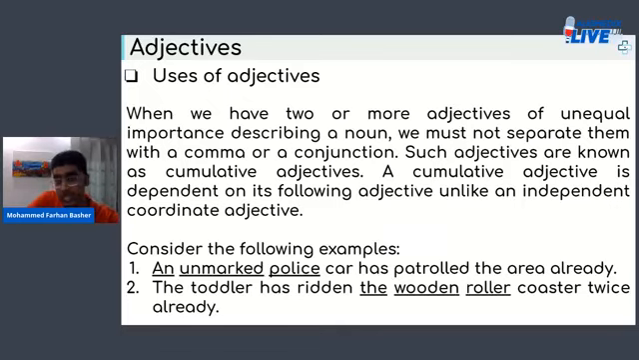So here in this case as well, each of these adjectives is dependent on the one that is following it, right? So on its following adjective. So the wooden roller coaster. Therefore, no comma or no coordinating conjunction between them. The toddler has ridden the wooden roller coaster. These adjectives are cumulative, not coordinate. They are unequally important.